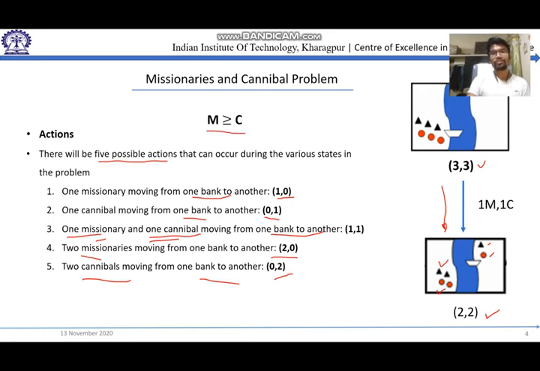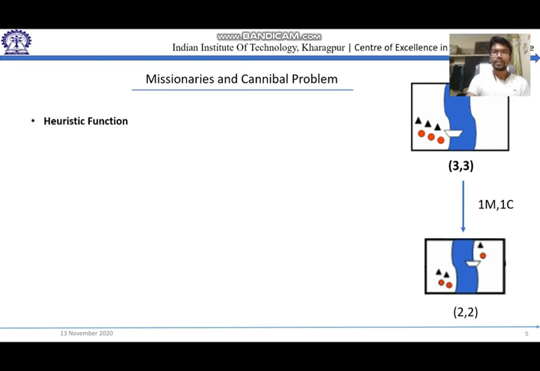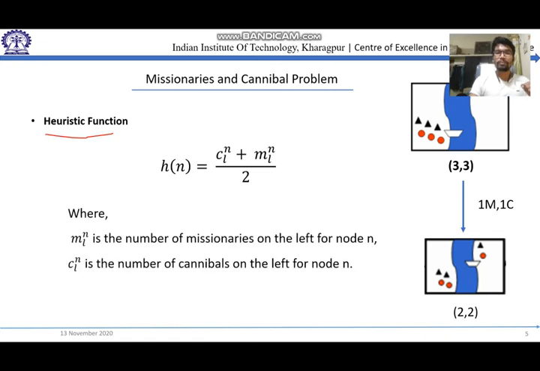This boat is helping to move these missionaries and cannibals from left to the right and from right to the left. The fourth possible action is two missionaries moving from one bank to the other, while the fifth possible action is two cannibals moving from one bank to the other. The state is given as 0 2. So some of the actions don't satisfy our constraint. So those are the invalid states also.